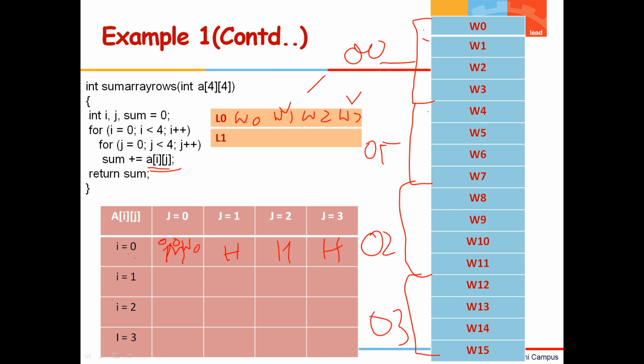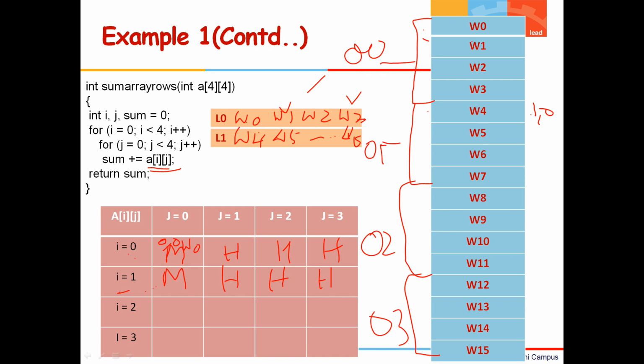Next we will have i equal to 1. The next memory location starts from here. This is going to be 1,0. This is not there in the cache, so this will be a miss because it's not there. Now it will load here: W4, W5, up to W7. Now the next one is 1,1. It is already there, that is W5, so it will be a hit. This will be a hit, this will be a hit.